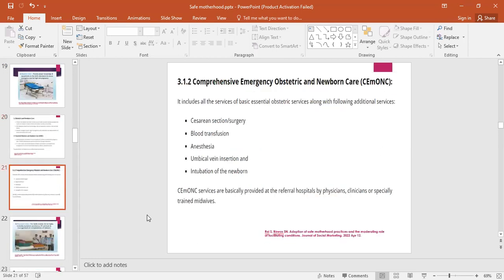Comprehensive emergency obstetric and newborn care. It includes all the services of basic essential obstetric services along with the following additional services: Caesarean section and surgery, blood transfusion, anesthesia, umbilical vein insertion, and intubation of the newborn. Comprehensive emergency obstetric and neonatal care services are basically provided at the referral hospitals by physicians, clinicians, or especially trained midwives.